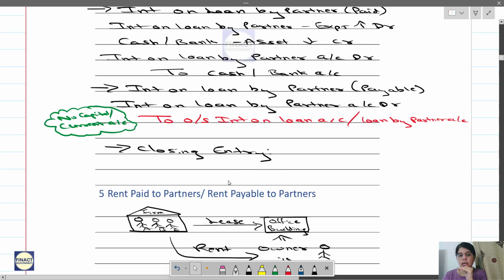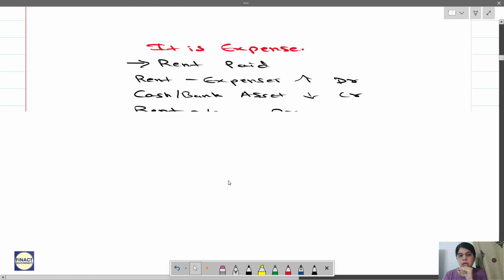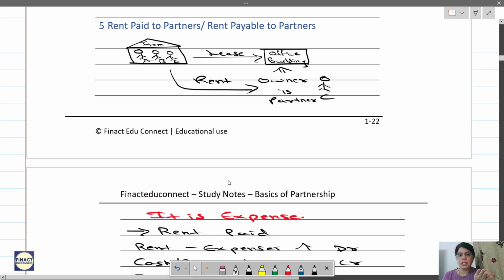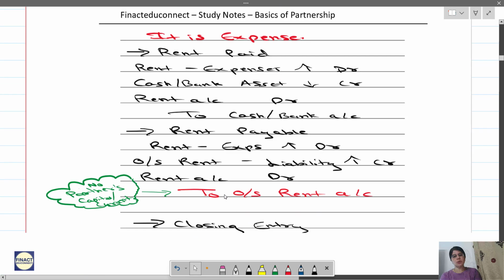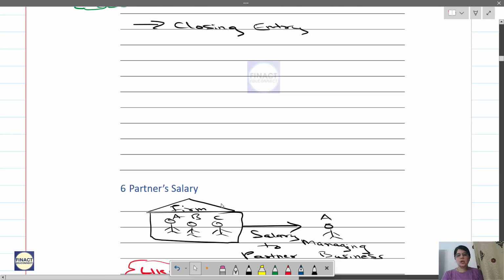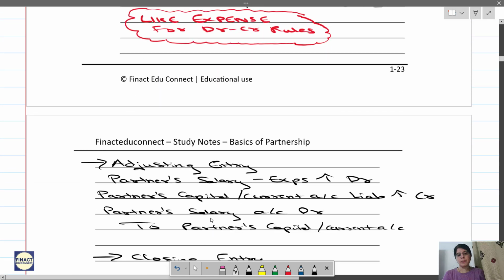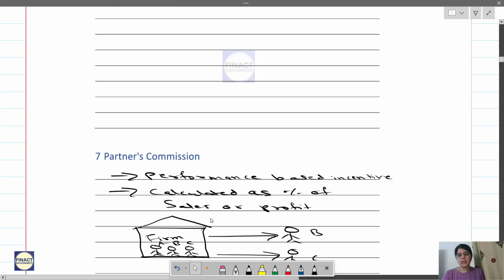Now rent payable calculation is easy. Rent payable is nothing but they will give you the rent for the month. You just have to write the amount. There is no calculation involved. Again, partner's salary also, they will directly give you the amount. Monthly salary they'll give, or they'll give the annual salary. So there is no calculation as such.